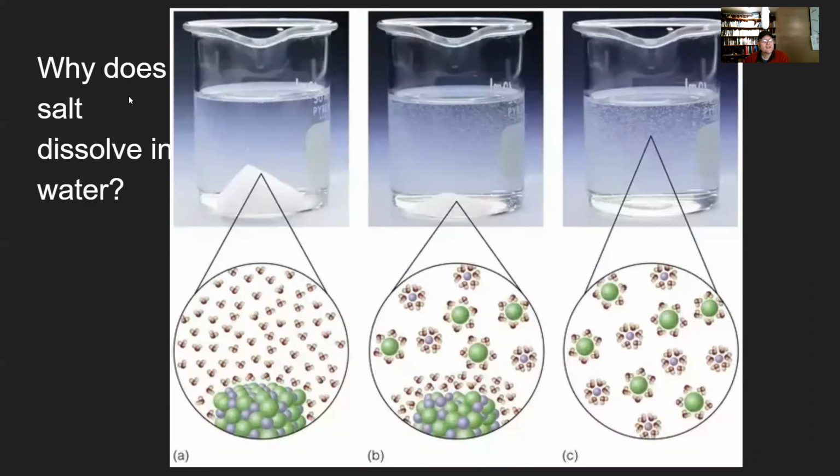We have discussed the idea of salt dissolving in water before, and what you're forming in this case is an ion-dipole attraction when salt dissolves into water.